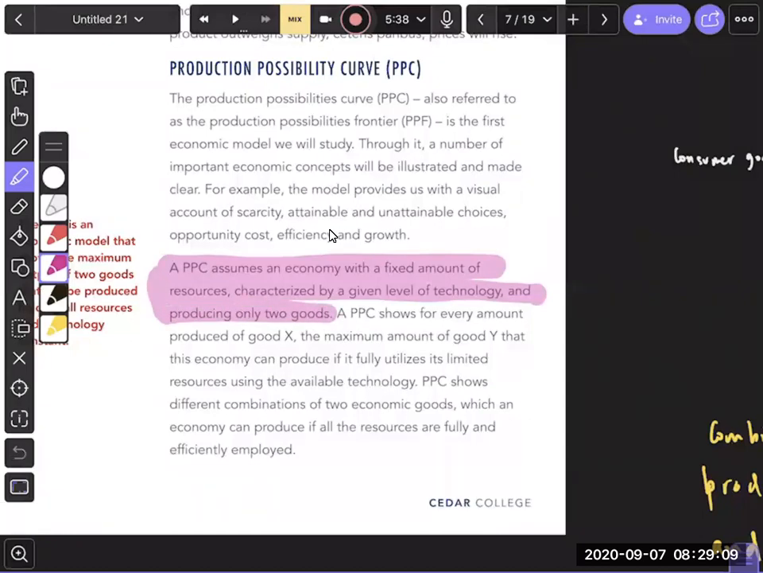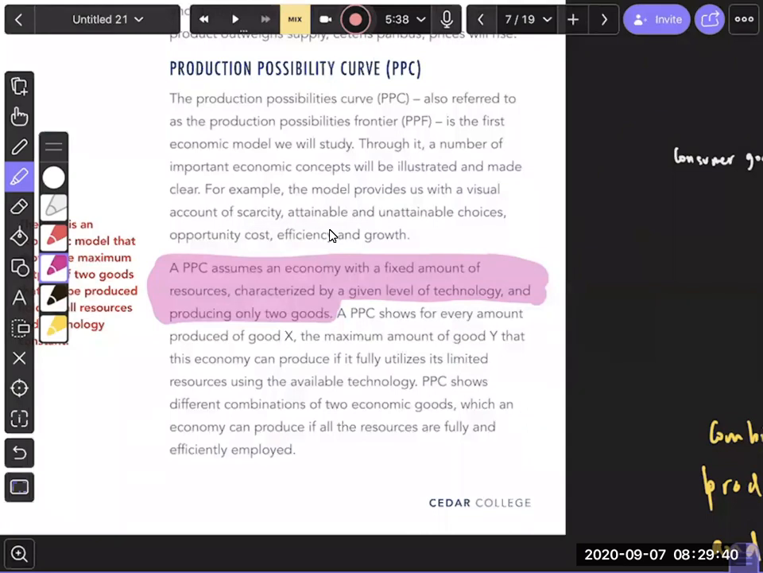So one of the limitations of PPC, if somebody asks you, what is the limitation of PPC? Your answer will be, the limitation of PPC is simply that it only shows you two goods. It doesn't show you more than two goods. In reality, an economy might be having more than two goods. So this is one drawback of PPC.